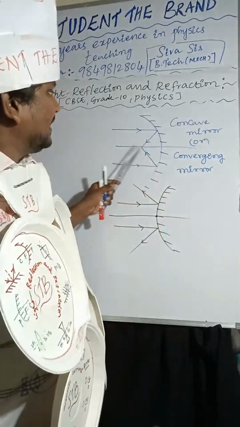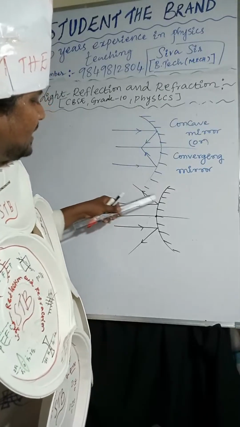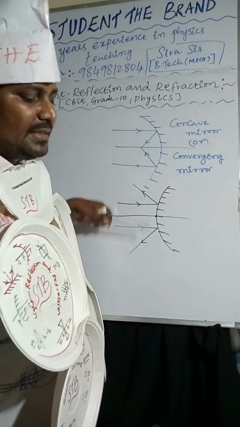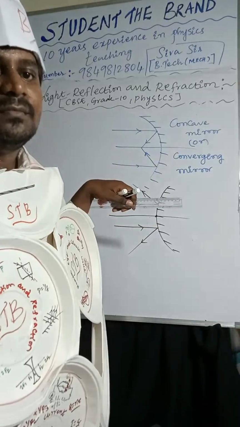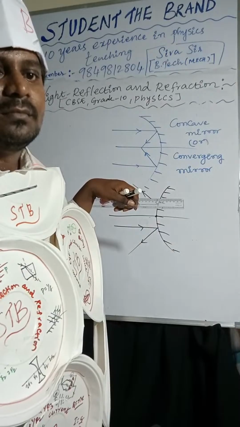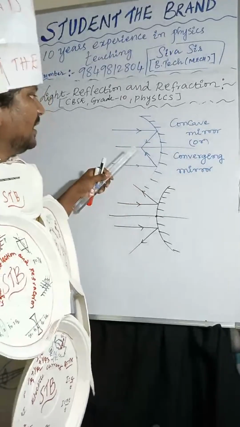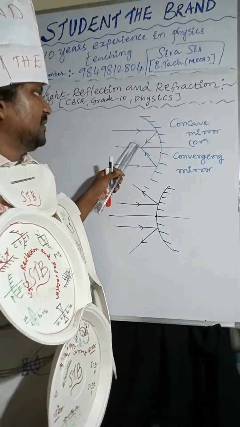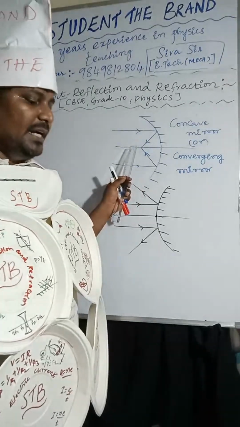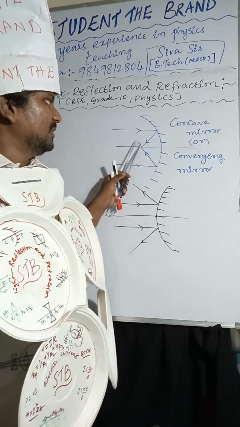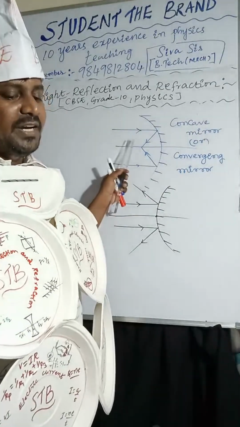In this case, light rays are moving towards the principal axis. In this case, light rays are moving away from the principal axis. If the light rays are incident on the concave mirror, after reflection the light rays meet at one point, moving towards the principal axis. So that's why it is converging.